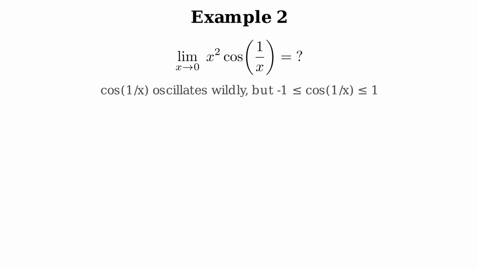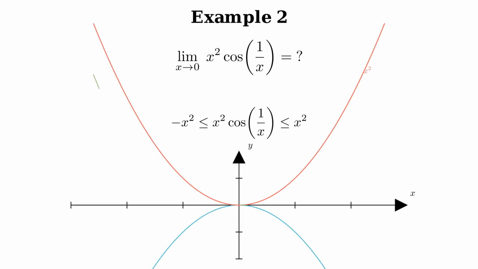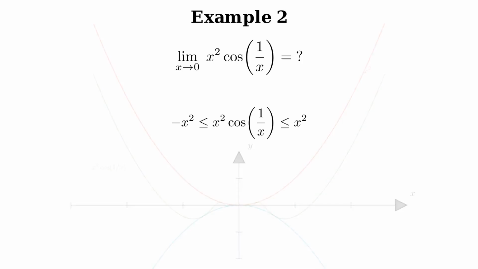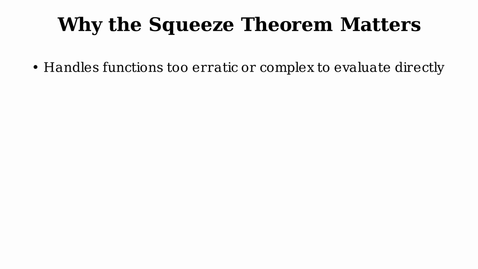Here's another example. What's the limit of x squared times cosine of 1 over x as x approaches 0? Cosine of 1 over x oscillates wildly, but it's always between negative 1 and 1. So the whole expression is squeezed between negative x squared and x squared. Both approach 0, so the limit is 0.